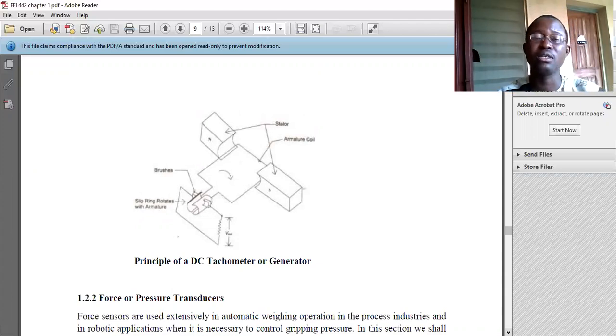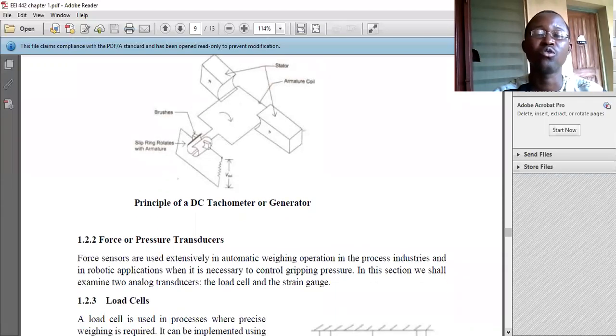So we can determine the speed of what is being measured, the quantity being measured, by means of this tachometer. So that's a simple way by which the tachometer produces EMF to measure the velocity of a body.